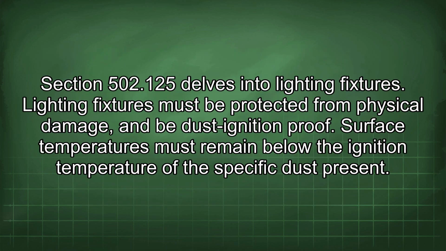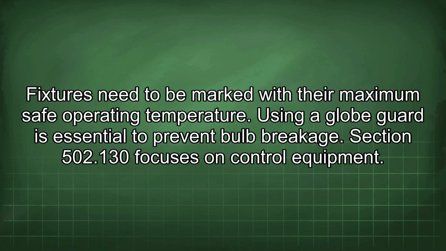Section 502.125 delves into lighting fixtures. Lighting fixtures must be protected from physical damage and be dust ignition proof. Surface temperatures must remain below the ignition temperature of the specific dust present. Fixtures need to be marked with their maximum safe operating temperature. Using a globe guard is essential to prevent bulb breakage.